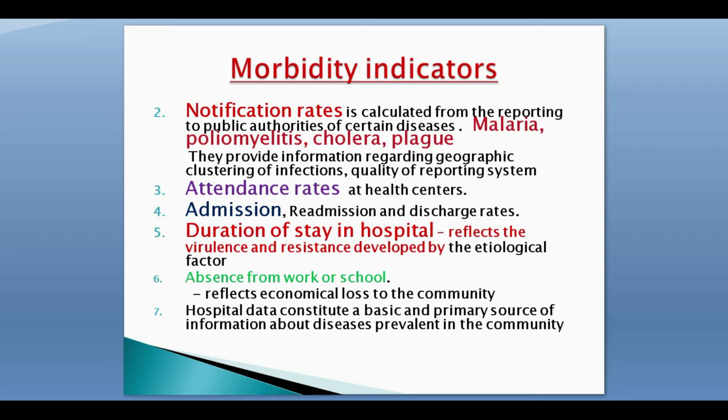Notification rates are calculated from the reporting to the public authorities of certain diseases, for example malaria, poliomyelitis, cholera, plague, etc. They provide information regarding geographic clustering of infections and quality of the reporting system. Attendance rates at health centers, admission, readmission and discharge rates, and duration of stay in hospital reflect the virulence and resistance developed by the etiological factor. Absence from work or school reflects economic loss to the community. Hospital data constitute a basic and primary source of information about disease prevalent in the community.